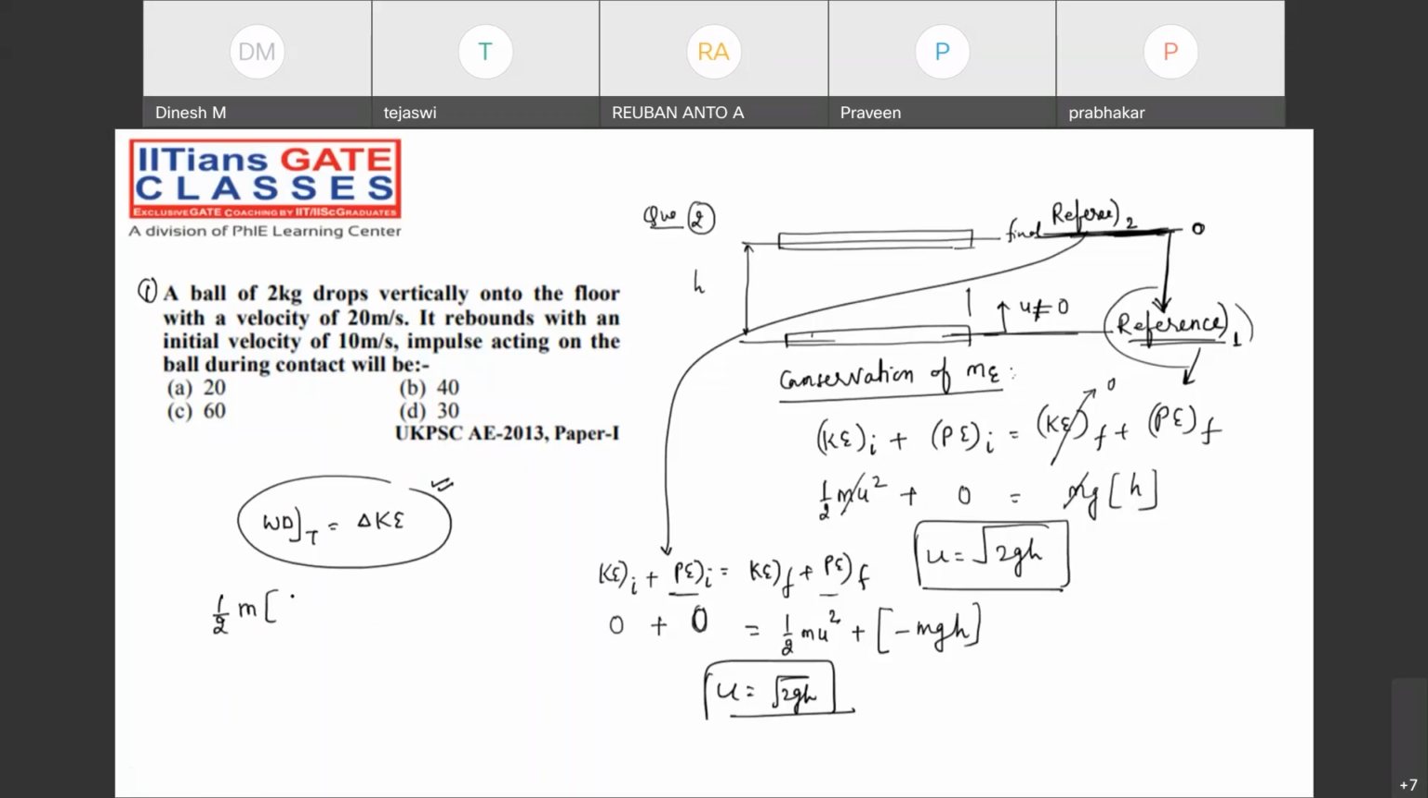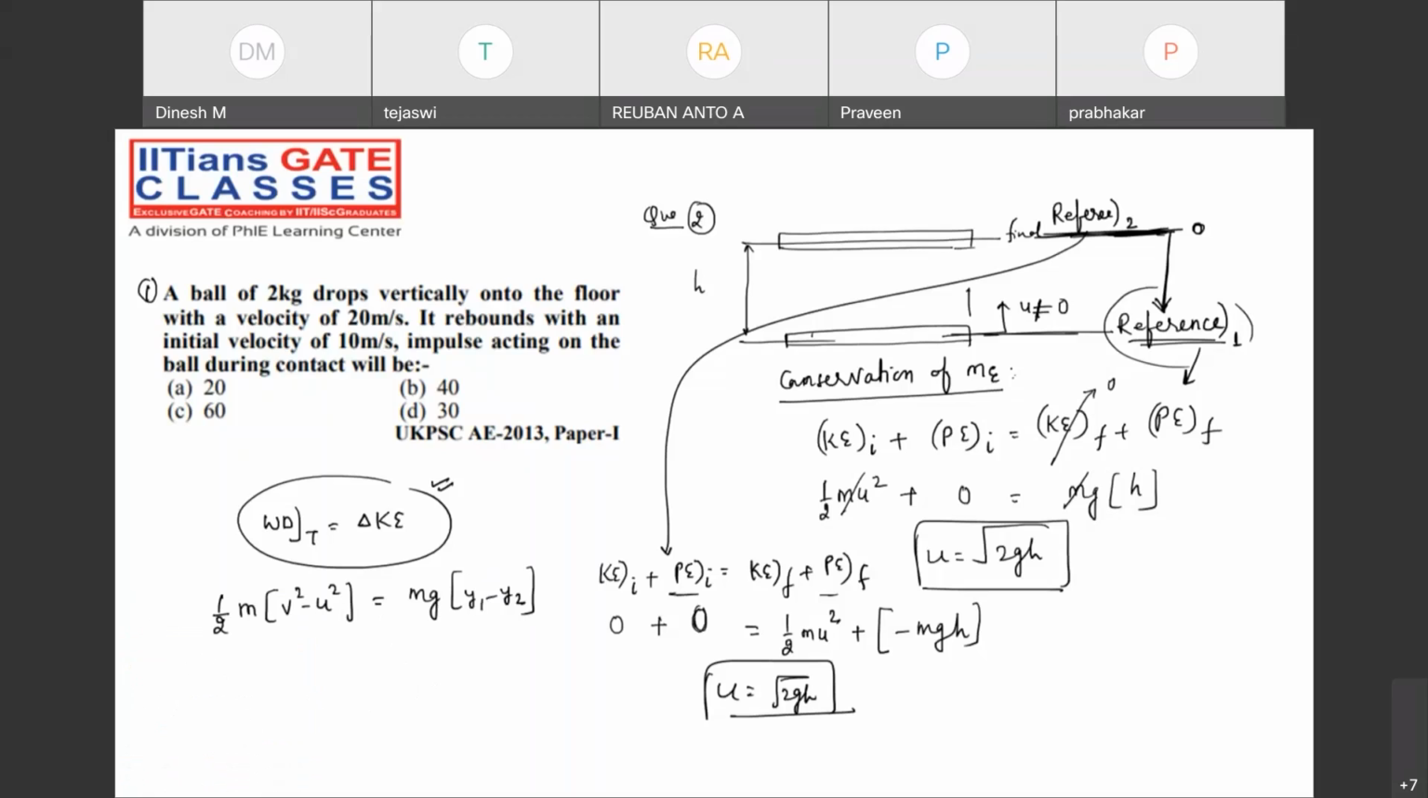Change in kinetic energy will be half m (v square minus u square). Work done by what? There is only gravity force present. And what is the gravity force work done? mg into h1 minus h2, my dear friend. Or we can have y1 minus y2. Rather than h1 minus h2, you can have y1 minus y2. Try to understand.